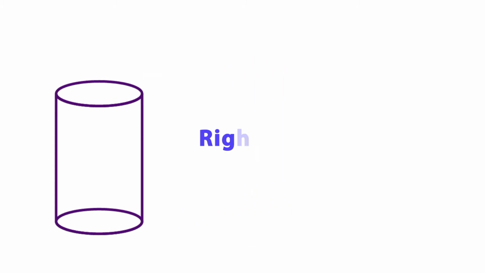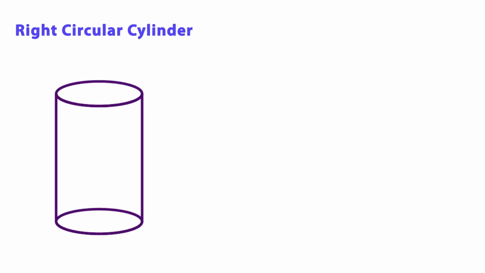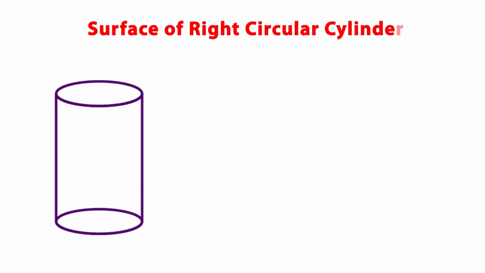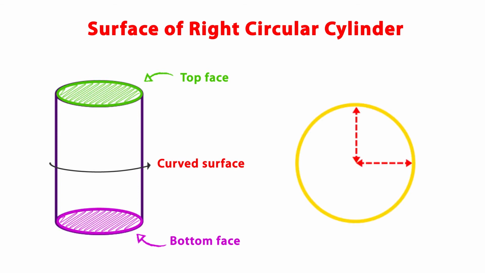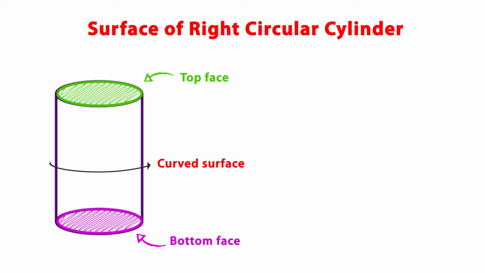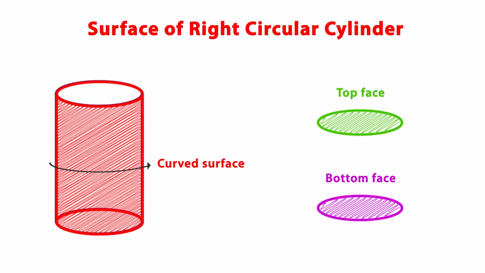Let's discuss the right circular cylinder, and importantly we shall discuss how to calculate the surface and the volume of a right circular cylinder. Firstly, we shall discuss how to calculate the surface of a right circular cylinder. Like a normal cylinder, a right circular cylinder has three faces: top face, bottom face, and curved face. Top face and bottom face are right circular and equal to each other. Therefore, by calculating the area of these three surfaces, we can calculate the surface area of a right circular cylinder.